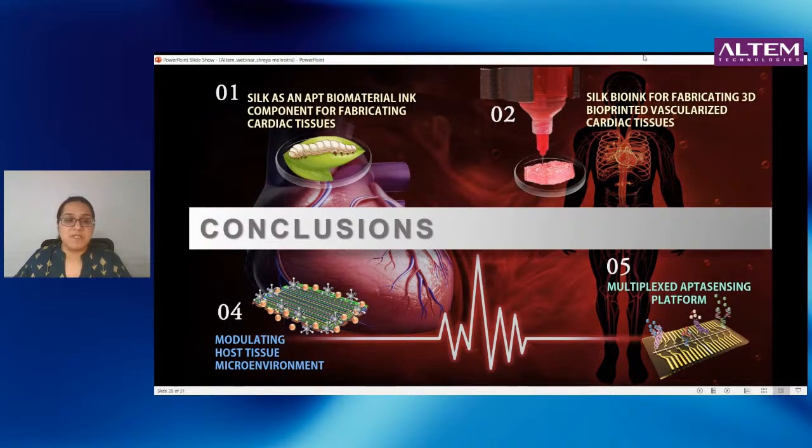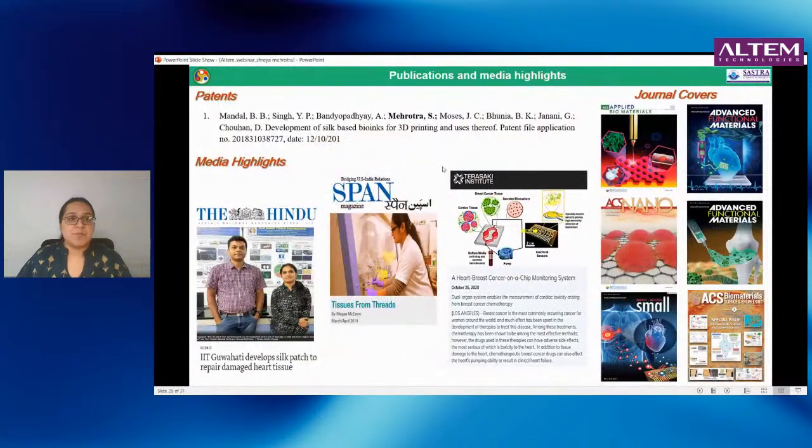So these properties could enhance the performance of these 3D bioprinted cardiac grafts, such that they can modulate the host microenvironment for enhanced graft acceptance. And finally, the 3D bioprinted constructs that we have developed could be coupled with a multiplex aptamer sensing platform and could form the basis of personalized medicine. We have filed a patent for our bioink that we have used here, and our work has been highlighted on several journal covers as well as in media.